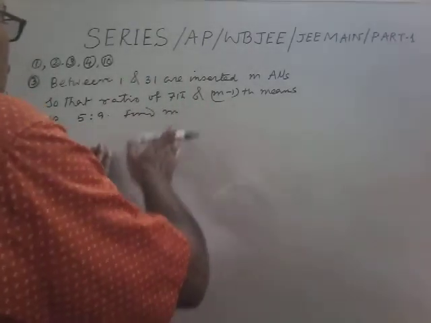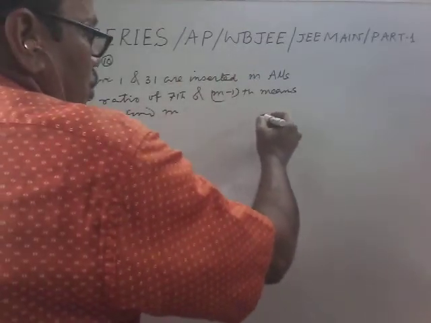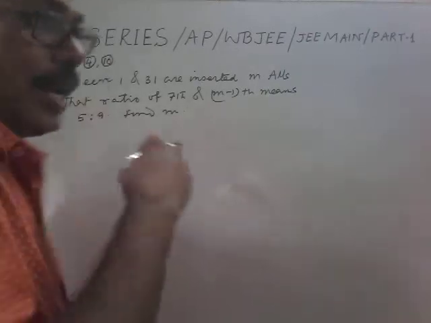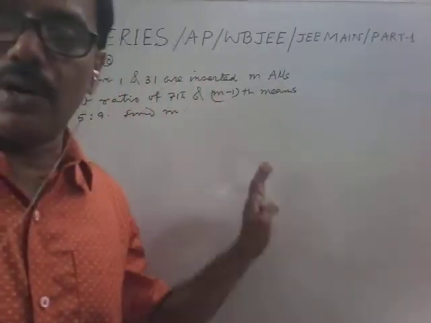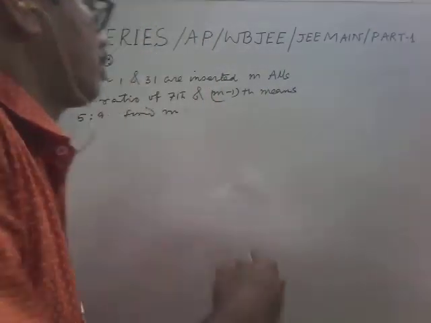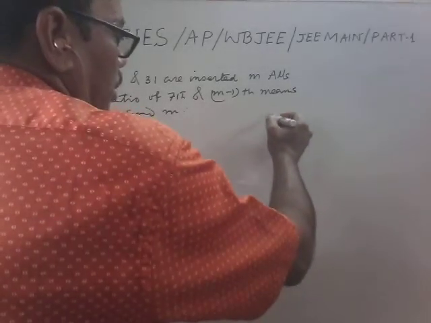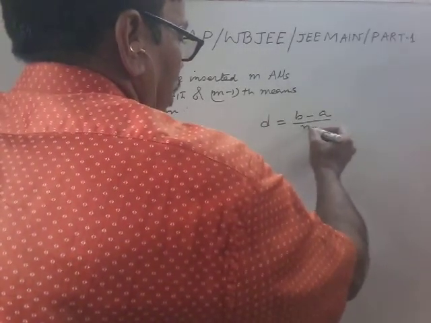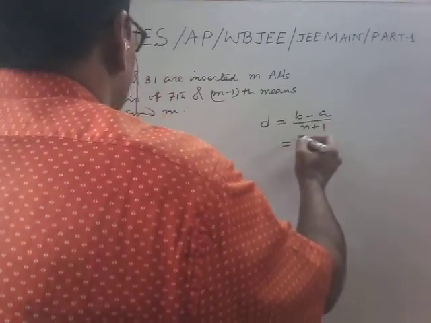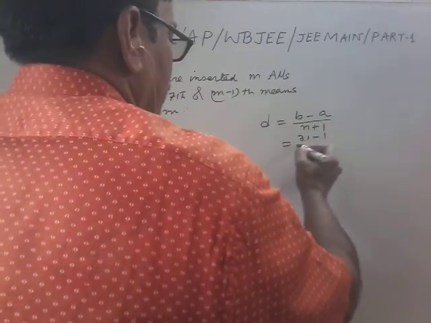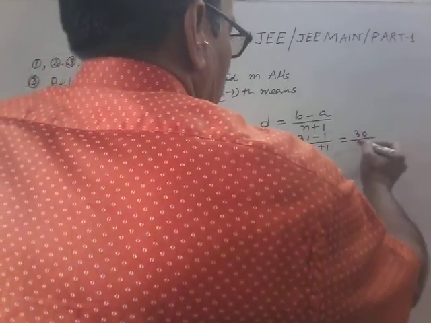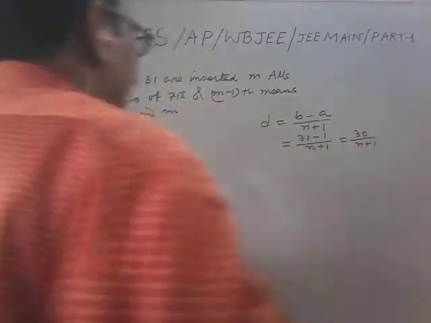Look, we know if there are n AMs, we have already stated, m AMs between a and b. So what is the formula of d? B minus a by n plus 1. So what is b? 31 minus a, by n plus 1. So 30 by n plus 1.